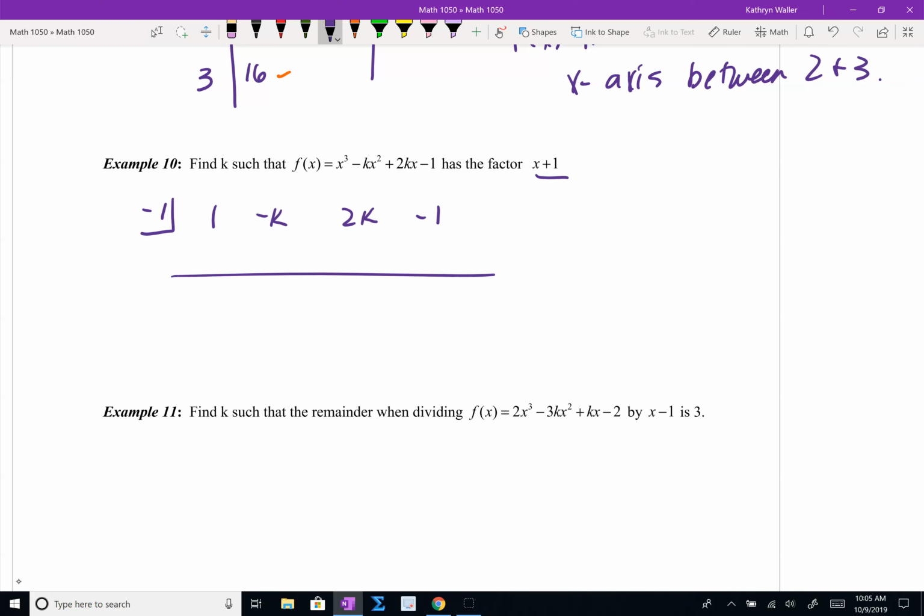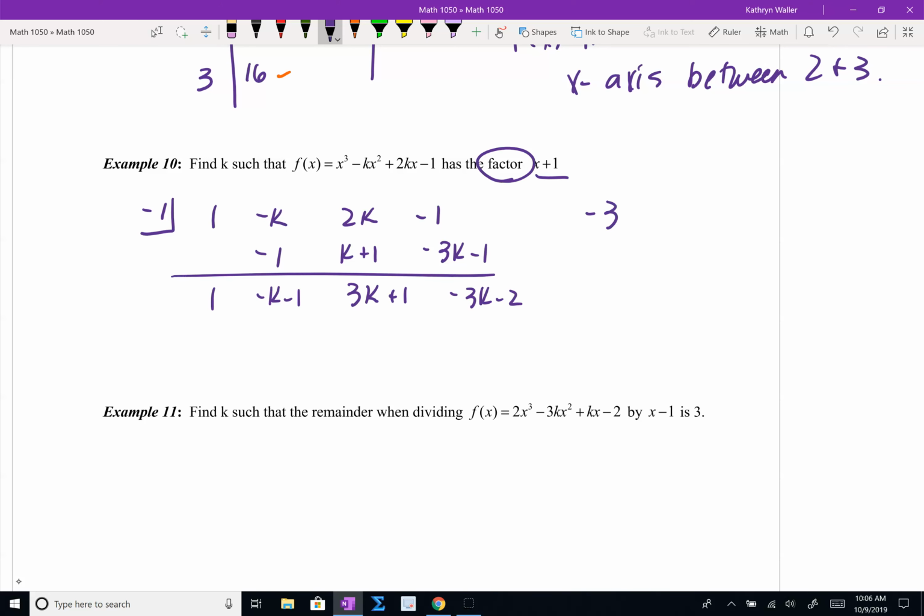Don't worry about the k, just roll with it. Bring down the 1. 1 times -1 is -1. I can't combine a -k and a -1, so I'm just going to write it as -k minus 1. Multiply it by a -1, and I get k plus 1. Both signs changed. 2k plus 3 plus 1k is a 3k plus 1. Multiply by a -1, change the signs, combine those, I get a -3k minus 2. That's my remainder, and this is supposed to be a factor.